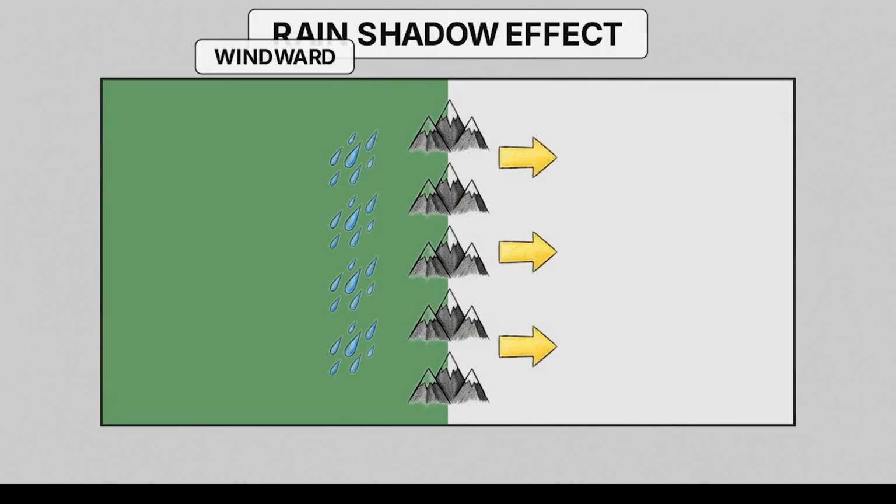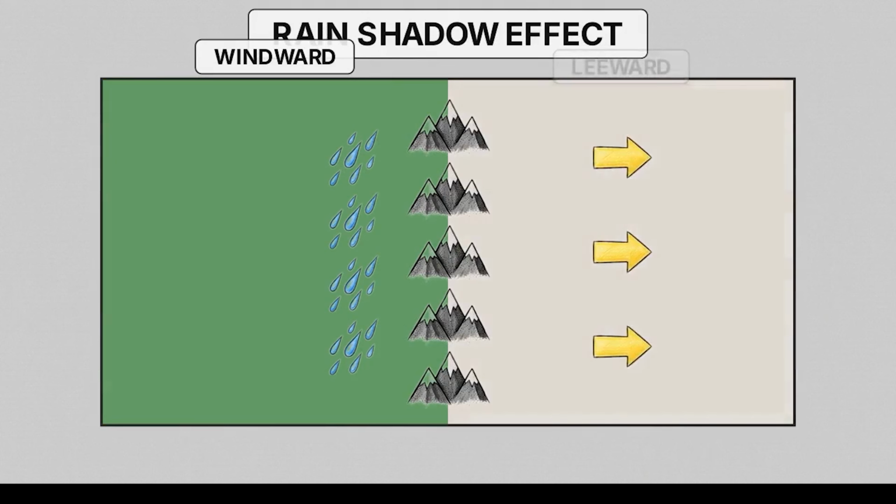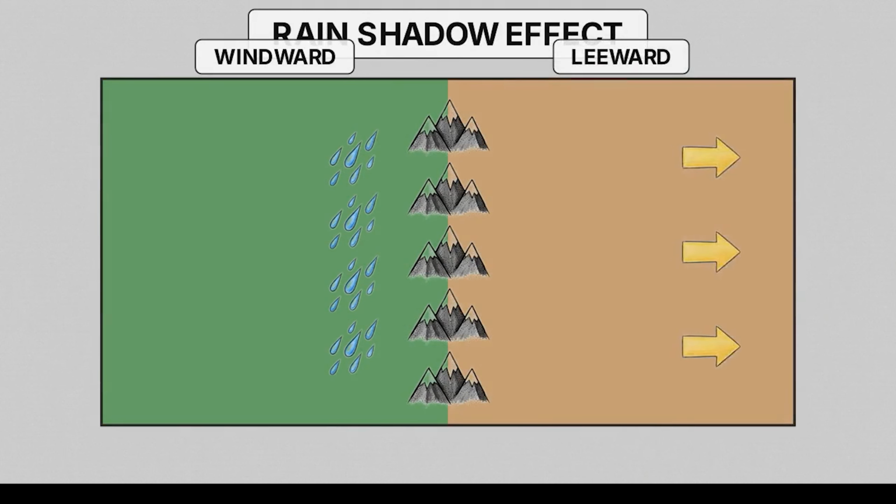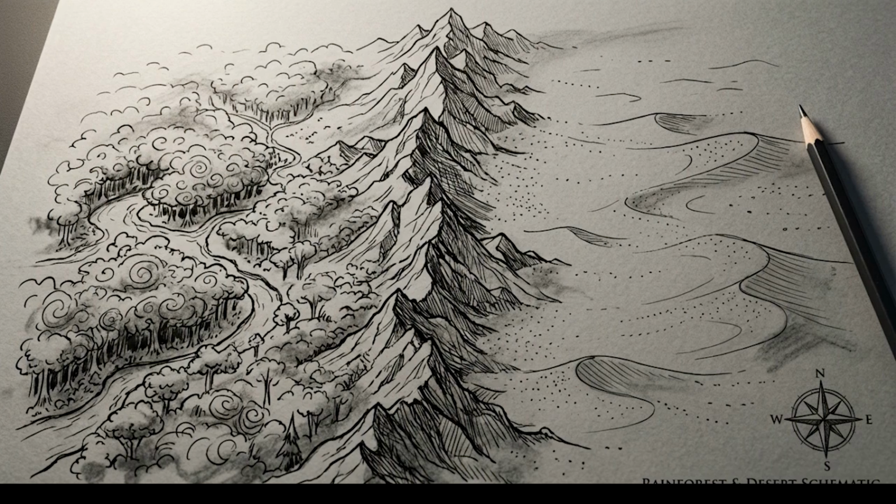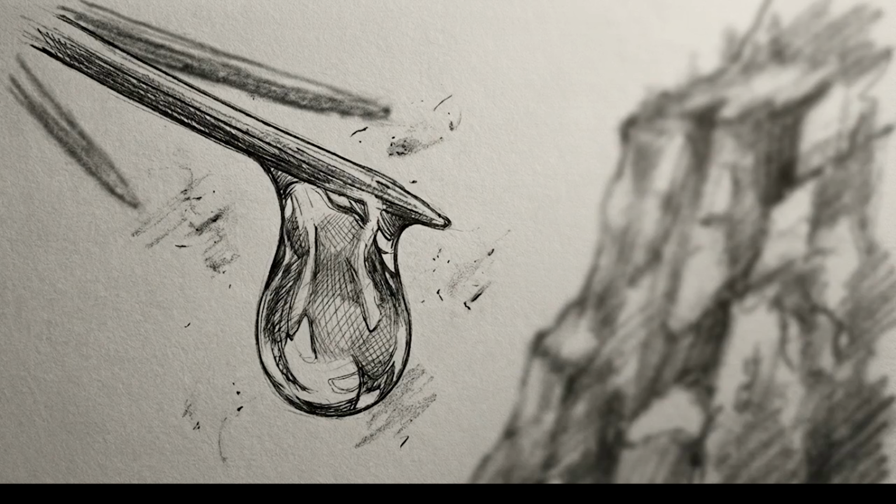By the time air passes the peaks, it's dry. Color the opposite side brown to represent an arid desert starved of moisture. These distinct biomes, rainforests bordering deserts, feel believable because they are the logical result of your geography interacting with the wind. We move now to hydrology.